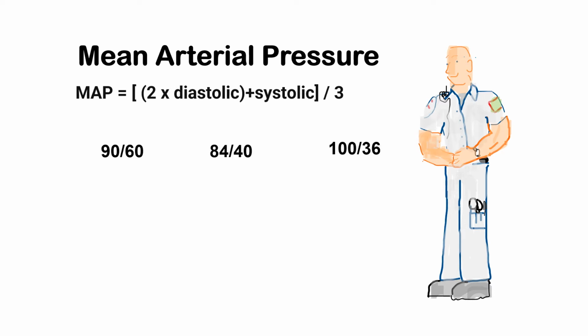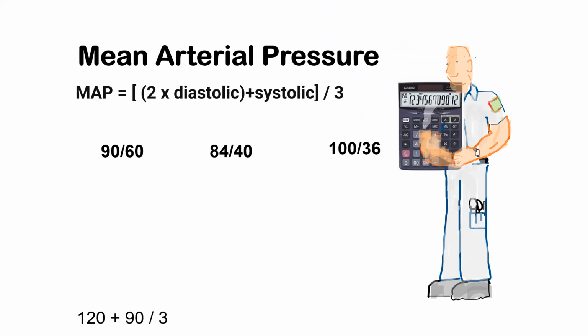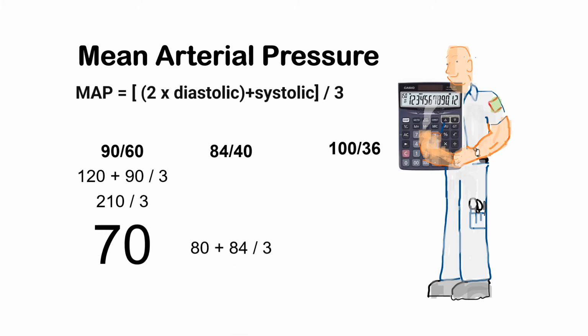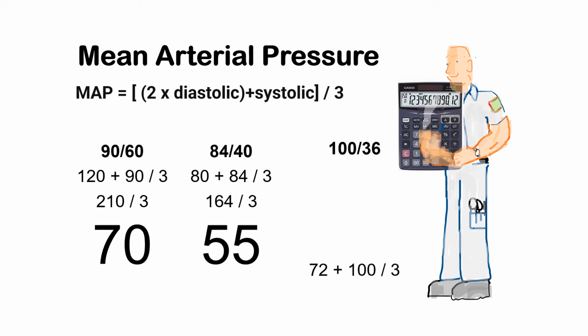Consider these 3 blood pressures: 90 over 60, 84 over 40, and 100 over 36. Which blood pressure has an adequate MAP? Well, let's break out the big calculator. 90 over 60, 2 times 60 is 120, plus 90 divided by 3 gives you a MAP of 70. 84 over 40, 40 times 2 is 80, plus 84 divided by 3 gives you a MAP of 55.